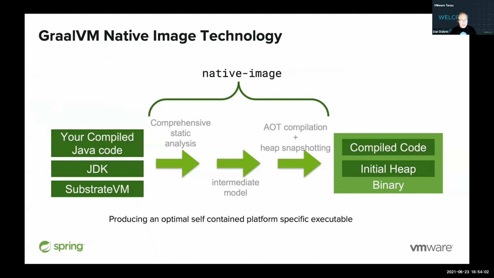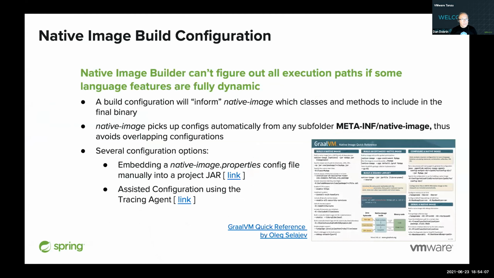So if we come back to our native image technology, let's think a little bit of how we get to this configuration. The native image builder cannot figure out all the execution paths if some language features are fully dynamic. So a build configuration is required, which will inform native image which class and method to include. You can do that manually, which is tedious, or you can run a tracing agent in GraalVM, and the configuration is stored in any subfolder of META-INF/native-image on your classpath.